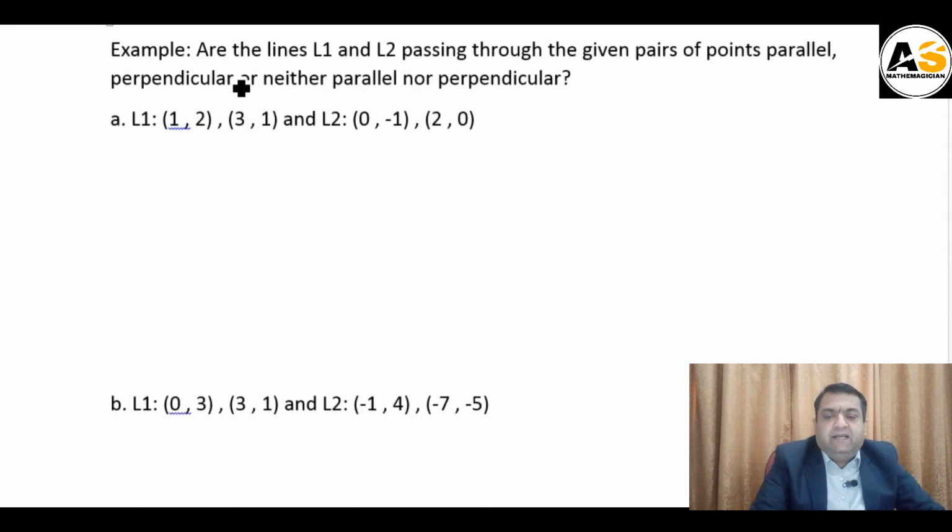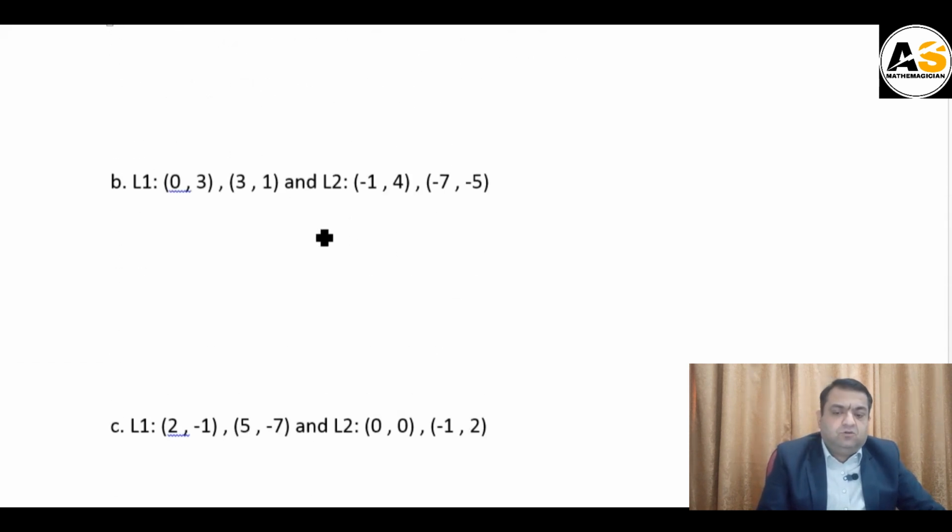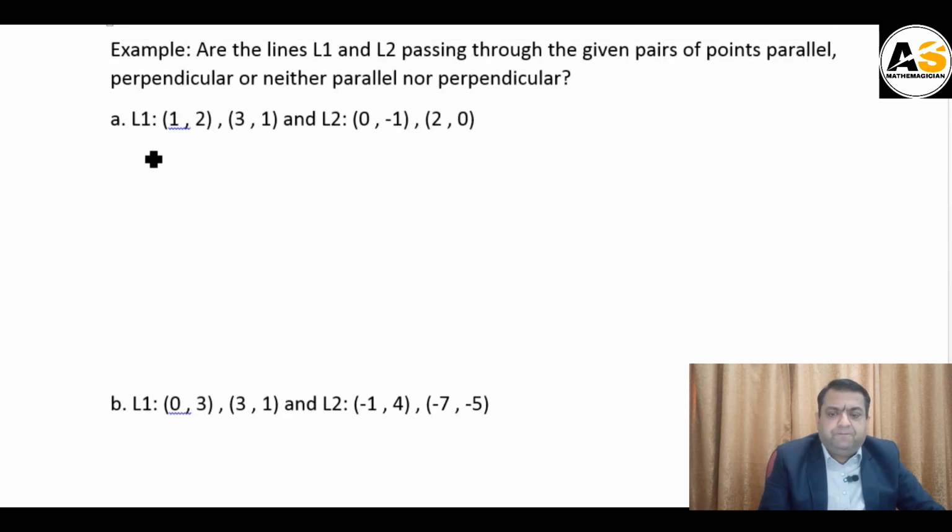I have chosen an example. Are the lines L1 and L2 passing through the given pairs of points parallel, perpendicular, or neither parallel nor perpendicular? There are three parts to this question. This is the last question for today. In each part, we are given 2 points of one line and 2 points of another line. We have to check whether these two lines are parallel, perpendicular, or neither.